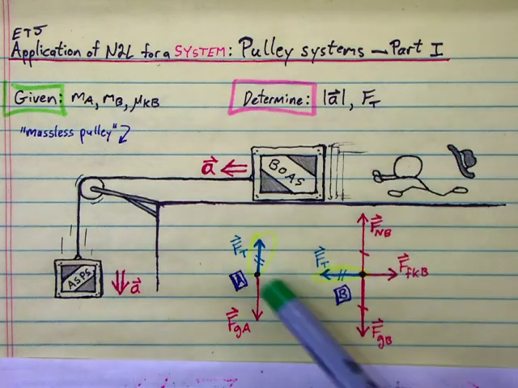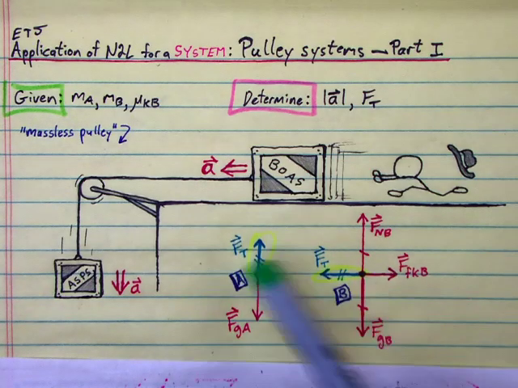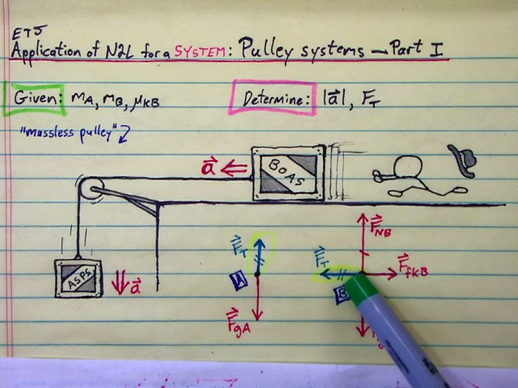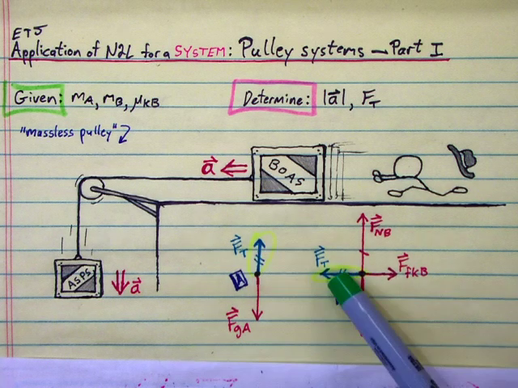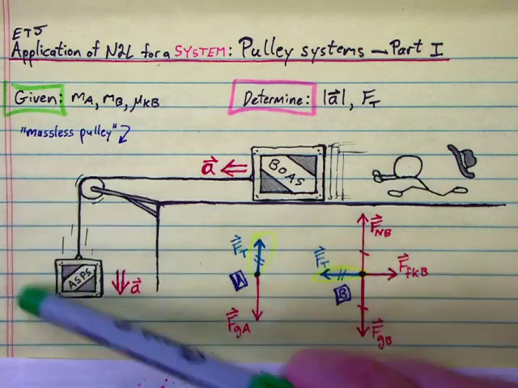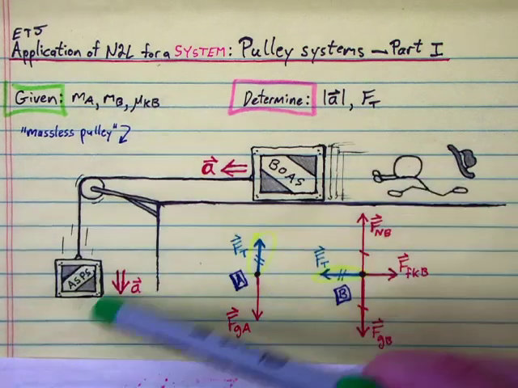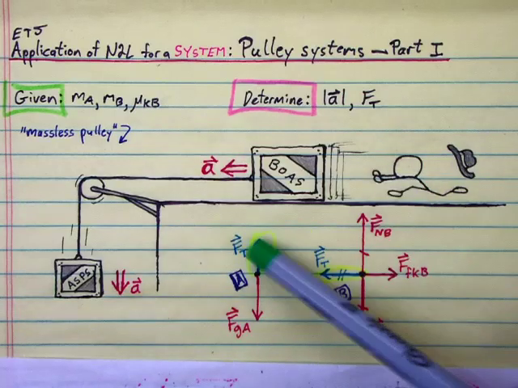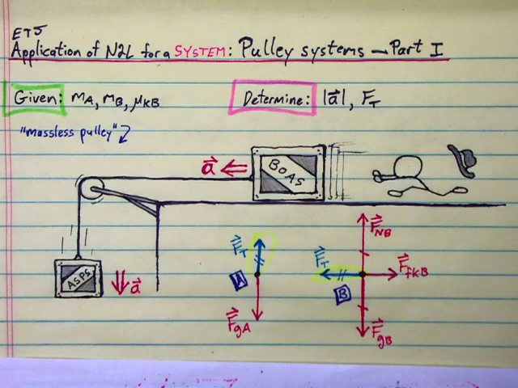Note that I've drawn the two tensions in blue here, indicating that I'm thinking of them as an internal force. And that's because I'm thinking ahead and I know that I'm going to put masses A and B into a system together, and that will be an internal force to that system. But we're not quite there yet.